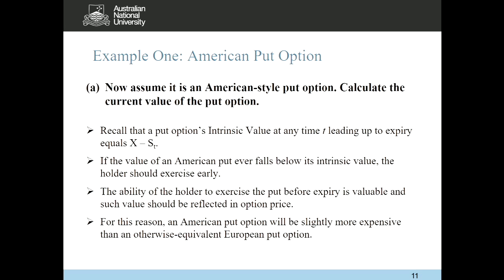Basically, we are comparing exercising the put immediately versus holding on to the put option for another 5 months. If the value of exercising is higher than holding on to the put option, we should exercise the put immediately. So we should write down the intrinsic value at each node. If the intrinsic value is lower than the discounted value, that indicates we should hold on to that put option for a bit longer time.